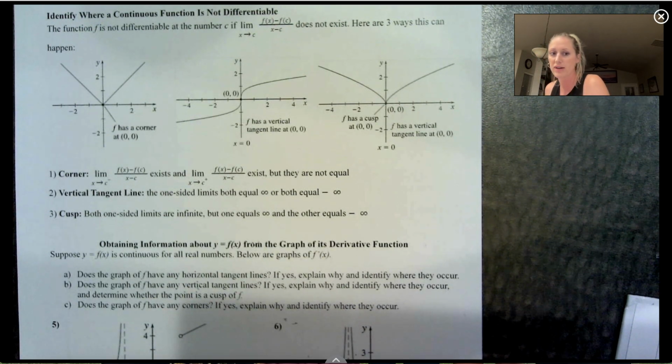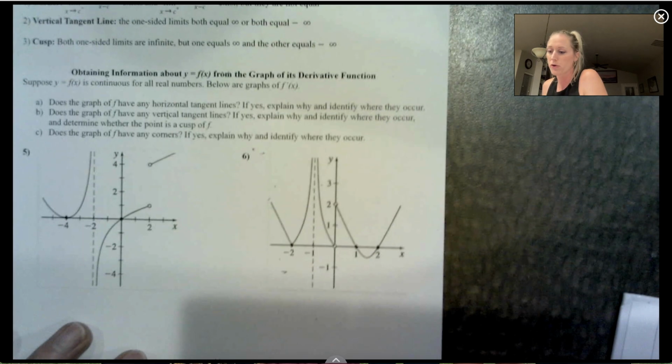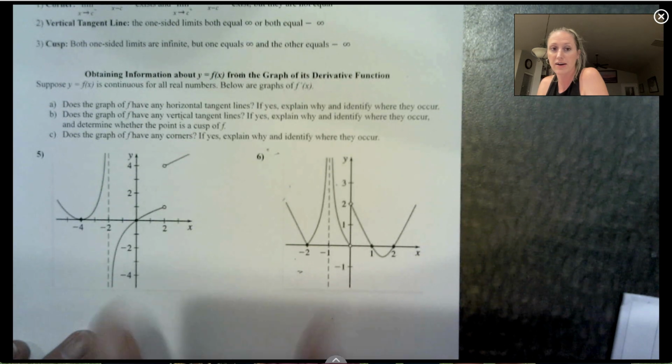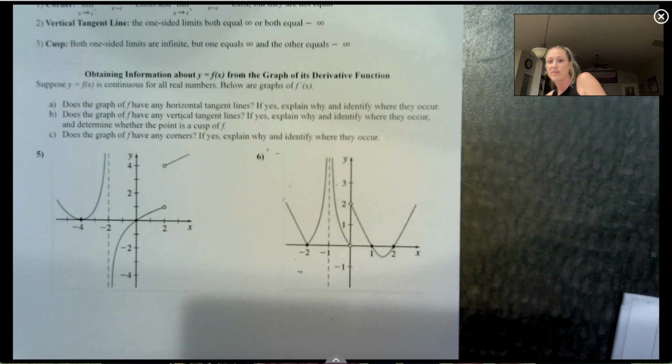So we're going to kind of use that down here on these 2 examples. So we have these 2 graphs, and we're asked to determine, do they have any horizontal tangent lines? If yes, explain and identify where they occur.